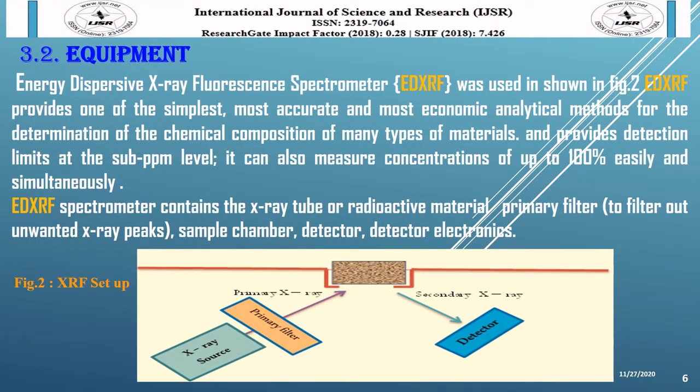Here we have the equipment. This equipment contains the X-ray tube, and also we have a radioactive material source, and we have the primary filter to filter out the unwanted X-ray beam, and also we have the sample holder, and here we have the detector.